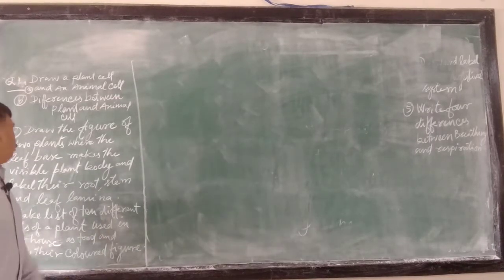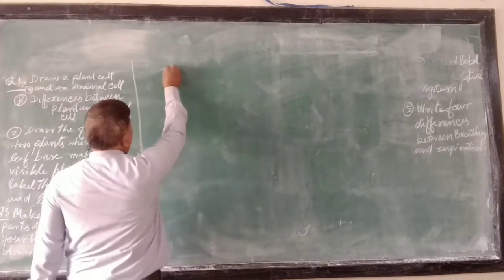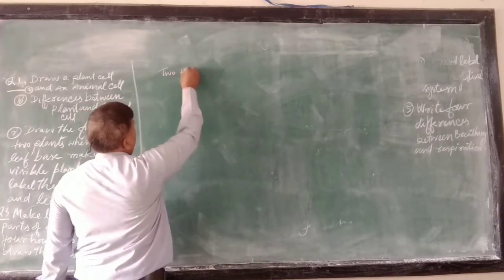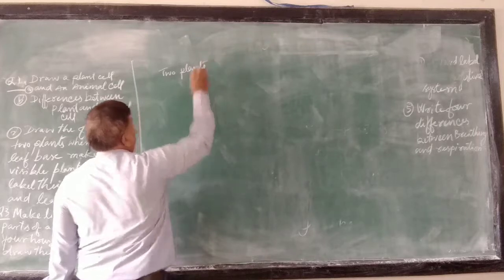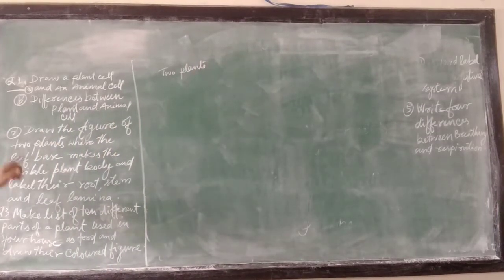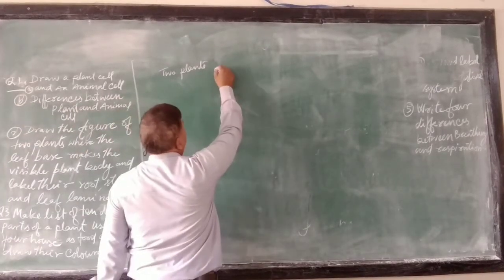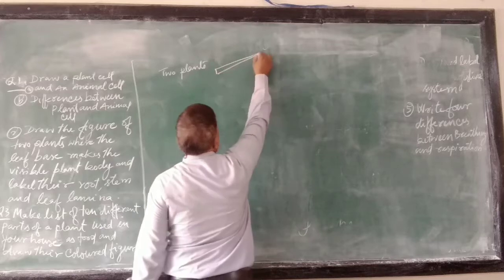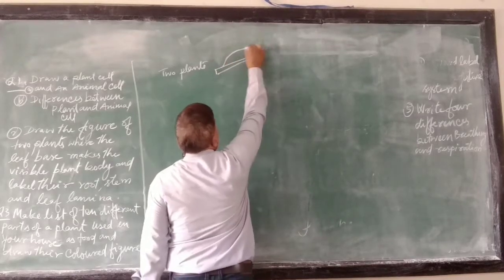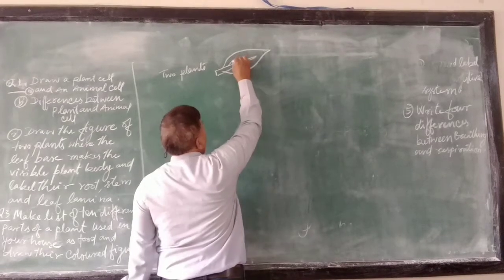draw the figure of two plants. How many plants you have to draw? Two plants. Two plants you have to draw, the figure of two plants, where the leaf base, here I will tell you leaf base. Before going ahead, once again I would like to draw the leaf and label its parts, right.